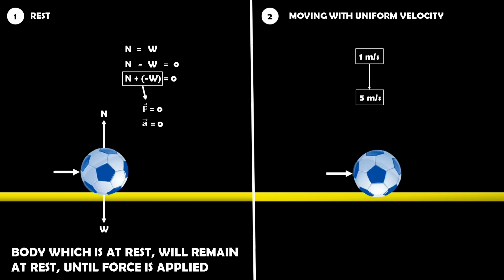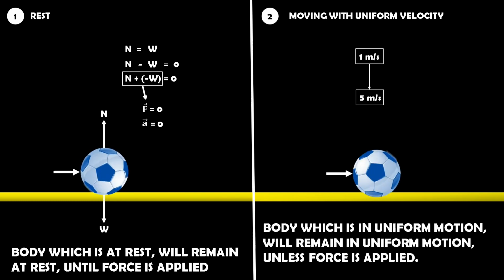So from the second case of this example, we came to know that a body continues to be in its state of uniform motion unless an external force is applied on it. In simple words, a body which is in uniform motion will remain in uniform motion until force is applied on it. So this is about the first law of motion.